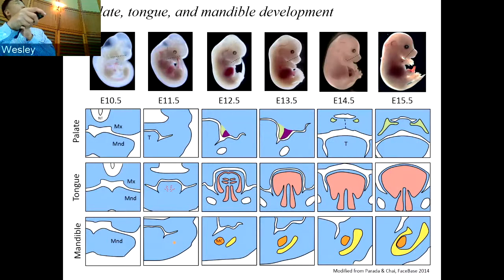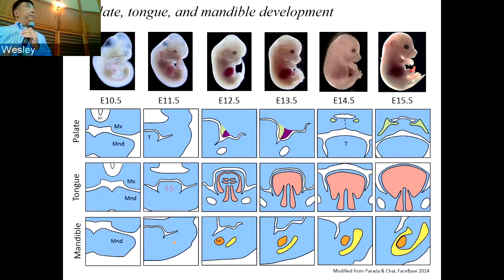So if you look at the developmental stage from E10.5 all the way to E15.5, looking through a coronal section, you notice the development of the mandible and the tongue and the palatal shelf. So really, as the development continues, these structures have such a close relationship.